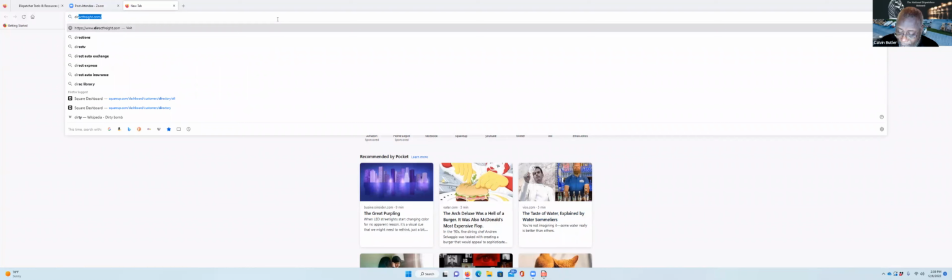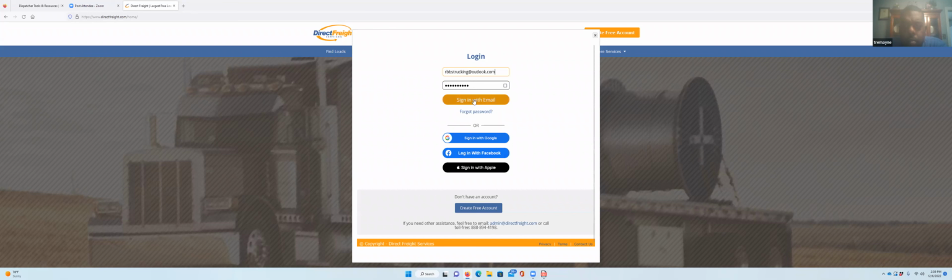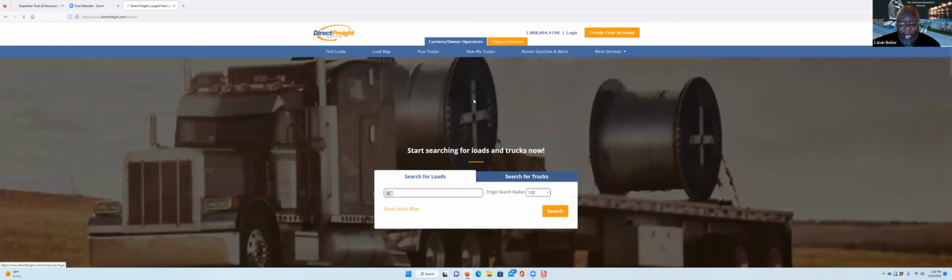So this is the best time to go and check out the load boards. As you know, one of our favorite load boards is Direct Freight. Okay. So this is the time to go and get onto the load boards. Yeah, I like that load board too. Yeah, it's really underrated. A lot of people sleeping on this load board. But this is a very good load board.